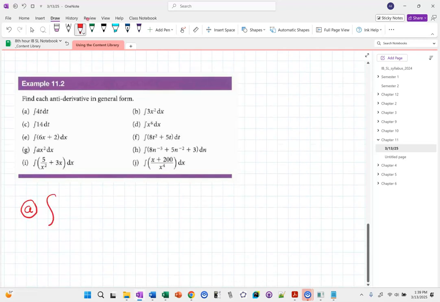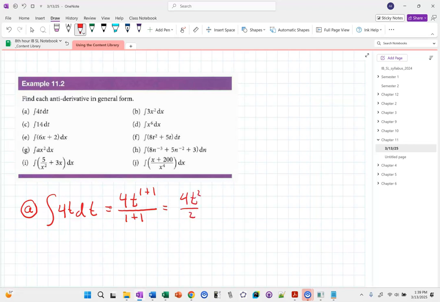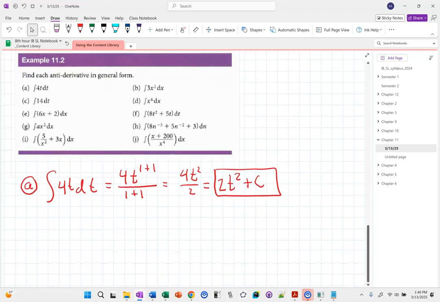So I'll start. We're going to do the integral of 4t dt. I'm going to use my rule for antiderivatives: add 1 to the exponent and then divide by the new exponent. It's going to give me 4t squared over 2. If I reduce that down, that's just going to be 2t squared, and I'll tack on my plus c at the end, and there's my answer. Not too bad, right? Let's do another.